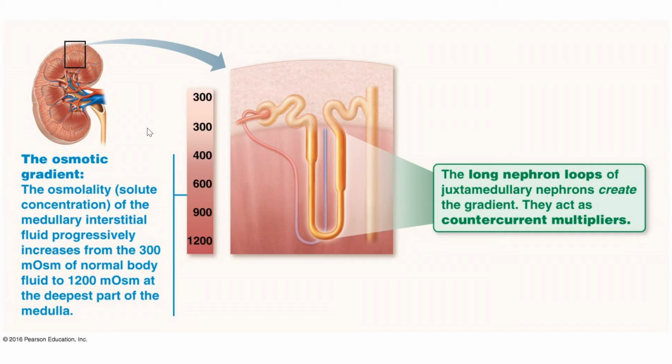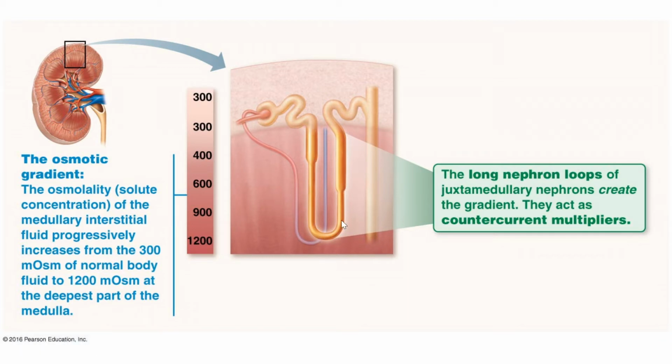So here's a picture of the gradient. We can see here's our nephron, and here is our glomerulus, PCT, nephron loop, DCT, and then collecting duct. This lighter color up here is the cortex, and then the part down here where the nephron loop starts is the medulla. And over here is our osmolality. So we can see the cortex is the same as our body at 300, but then we get a more and more concentrated gradient the deeper into the medulla we go.